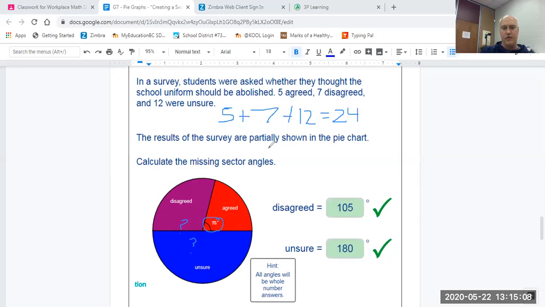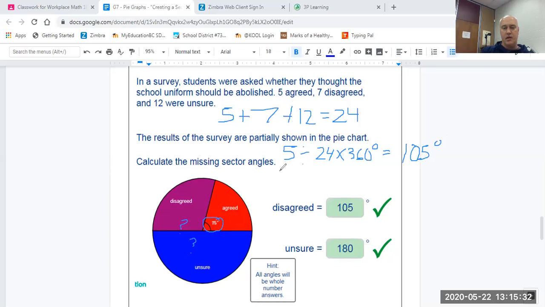So we need to know, first of all, let's say they agreed. So the agreed is 5, you can see there. So we're going to take the 5 and divide it by the total, which is 24, and then multiply by 360 degrees. And that is going to give us the value that we should use for the degrees for that, which is 105 degrees.